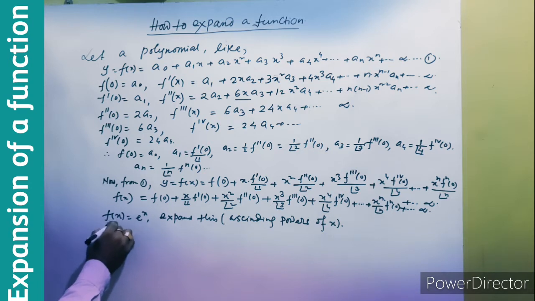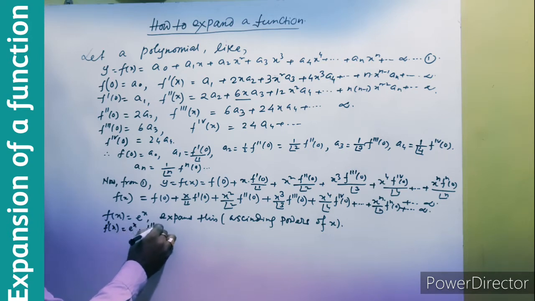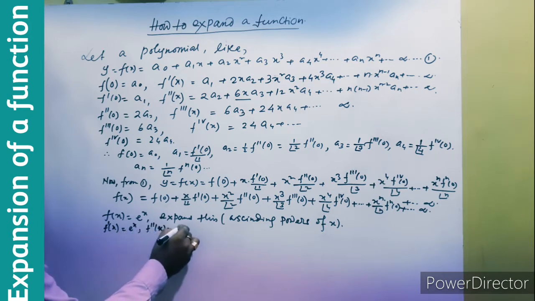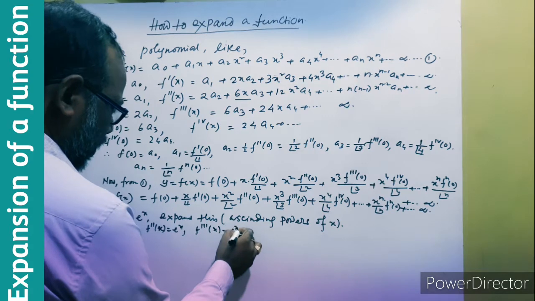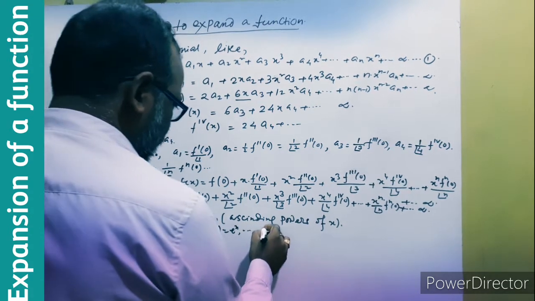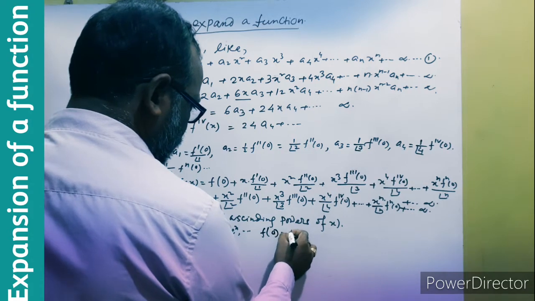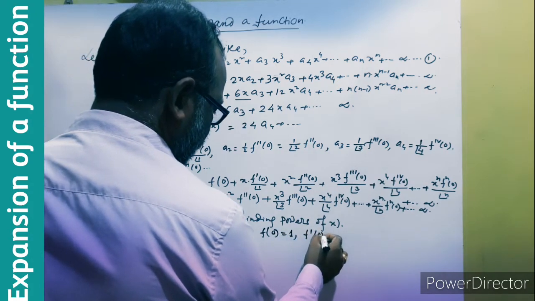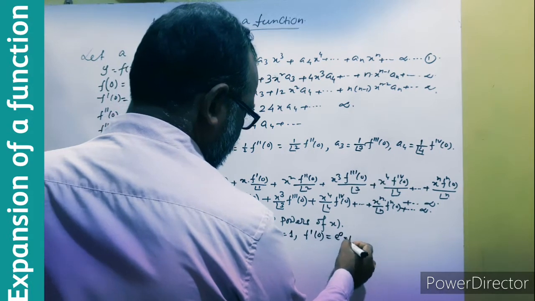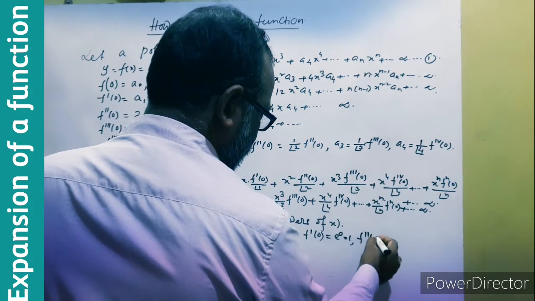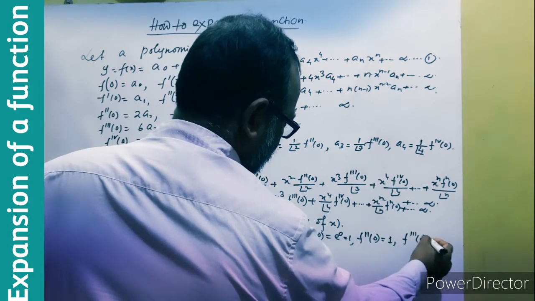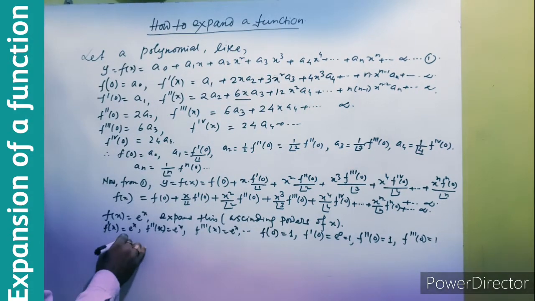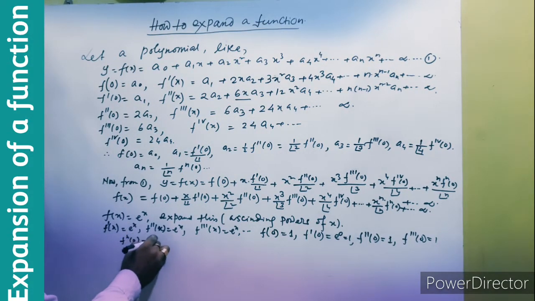If we differentiate, we get e to the power x; second order, again e to the power x; third order, again e to the power x. Similarly at 0 we get 1; first order at 0, again 1; second order at 0, again 1; and third order at 0, again 1. So f of nth order at 0 is again 1.